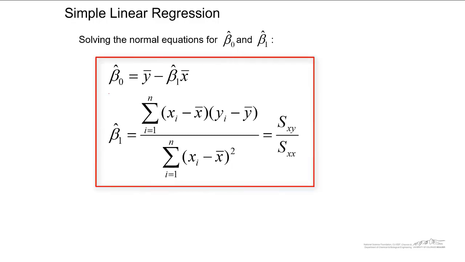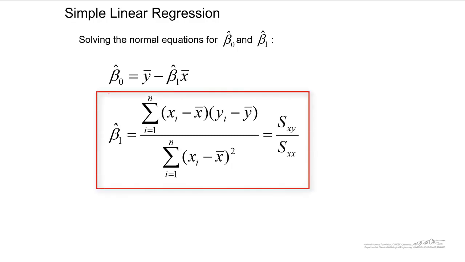You first need to calculate beta 1 hat. This is just the sum of the product of xi minus x bar times yi minus y bar for each of your data points, which is known as Sxy, divided by the sum of squares of xi minus x bar for all of your data points. And this denominator is known as Sxx.